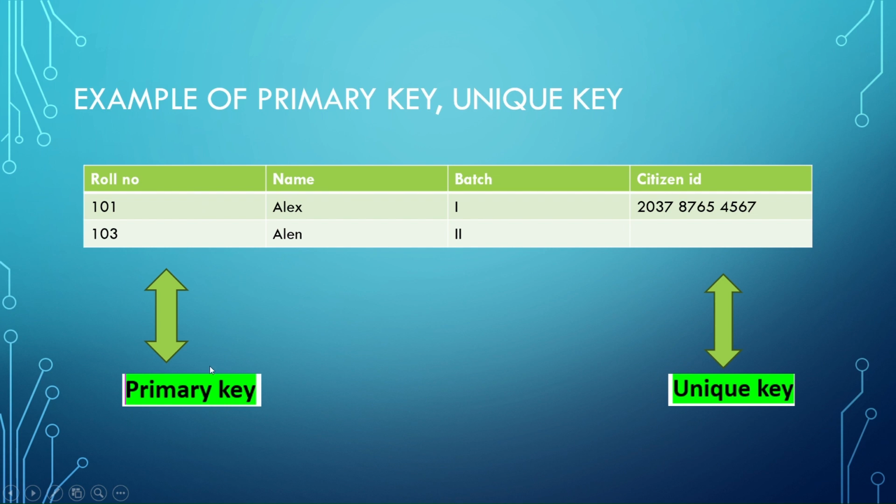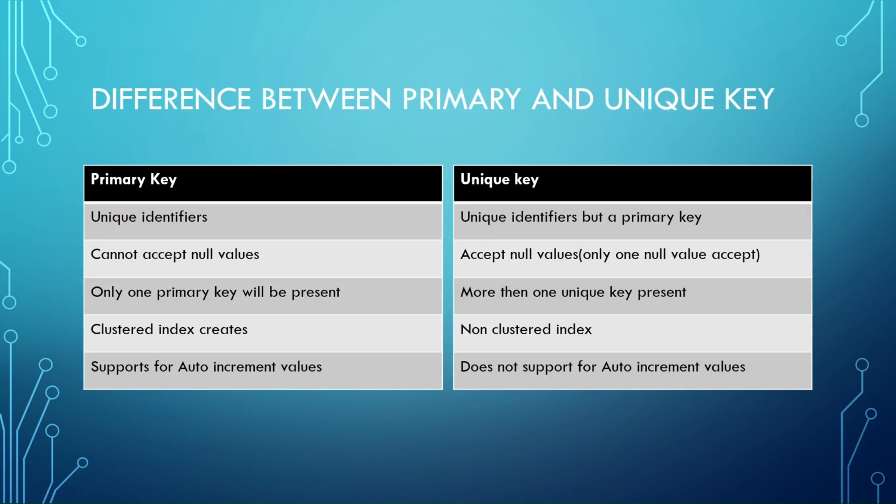Now we see the difference between both of them. We already saw these differences, just go through this. Only one thing is added here: the primary key creates a cluster index, and the unique key creates a non-cluster index. What are cluster and non-cluster indexes? A cluster index generates a sequence number, but a non-cluster index does not generate the sequence number, so the order may be changed in unique keys.